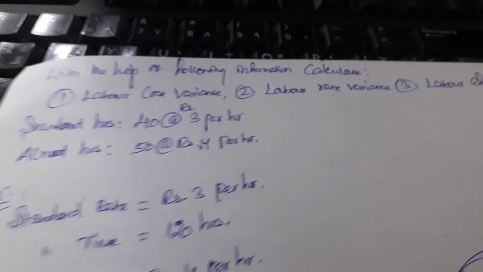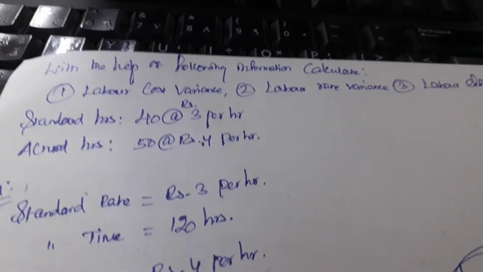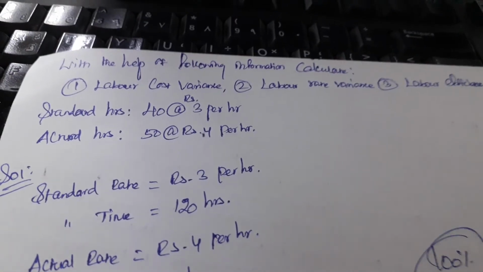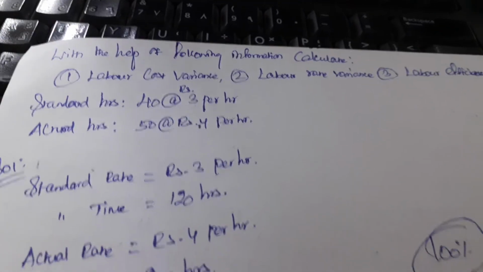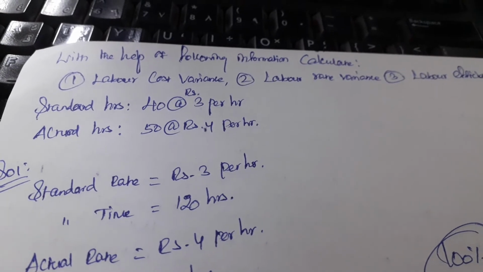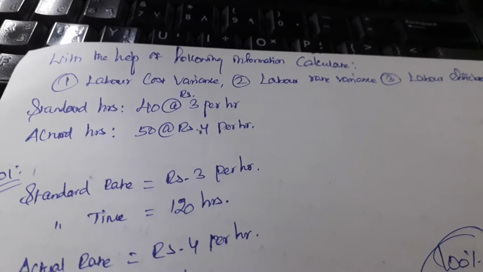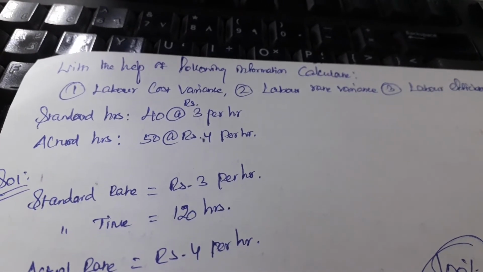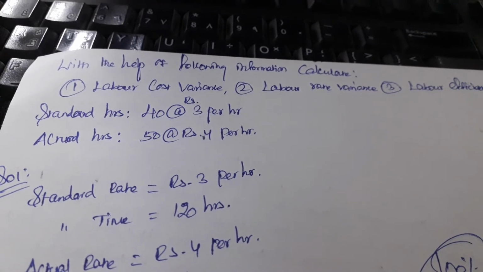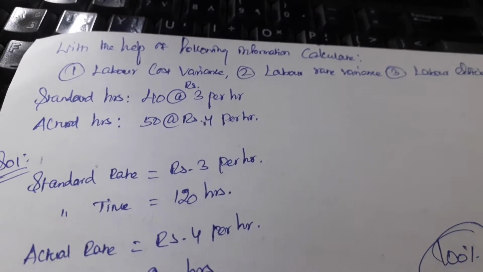Today's topic is about how to calculate labor cost variance, labor rate variance, and labor efficiency variance. We have one problem. We are going to solve it. First of all, we read the problem. With the help of the following information, calculate labor cost variance, labor rate variance, labor efficiency variance. Standard hours and actual hours have been given here, through which we can solve the problem.